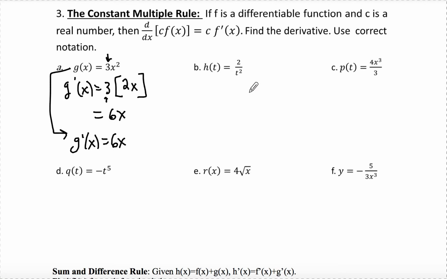This does still require that we simplify or rewrite things so that we can see the powers. For example, in h of t here, I would have 2 over t squared, which is going to be 2t to the negative 2. And so my constant multiple rule will tell me I really don't care about that constant of 2. I'm just going to let it be and then multiply into it. So that's the derivative of t to the negative 2. I bring down the power, it's a power rule, multiply. 2 times negative 2 will be negative 4t.